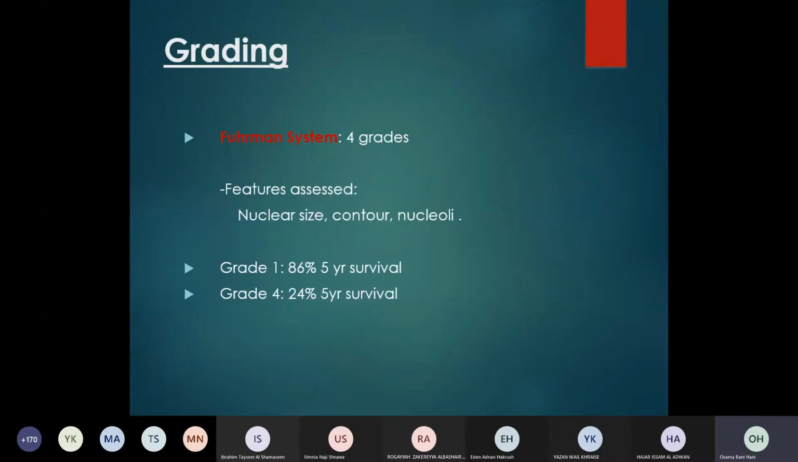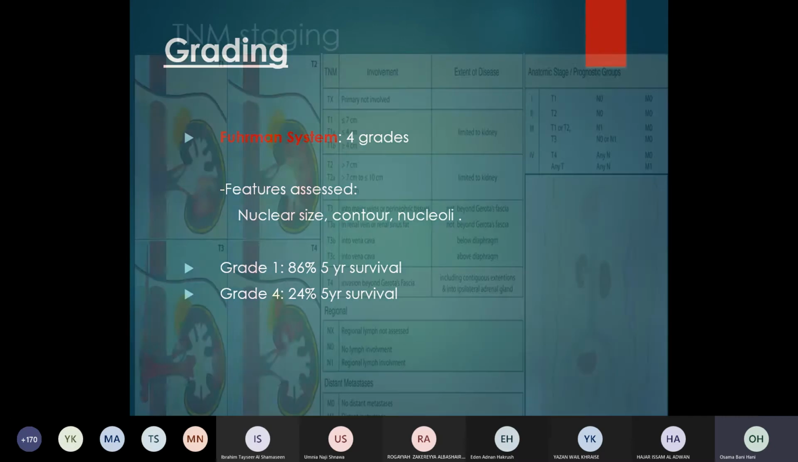Whenever we grade these tumors, we use the Fuhrman system, which is composed of 4 grades, depending on the nuclear size, the contour, and nuclei. And this is mostly a histological diagnosis or histological grading. Grade 1 is the best, and grade 4 is the worst. We can see that with grade 1, the 5-year survival is around 90% or 85%, while with grade 4, only about a quarter of the patients hardly live 5 years. So it means it's very aggressive.